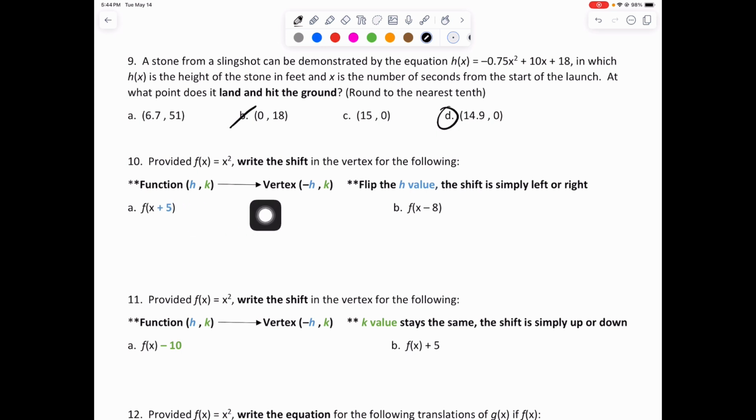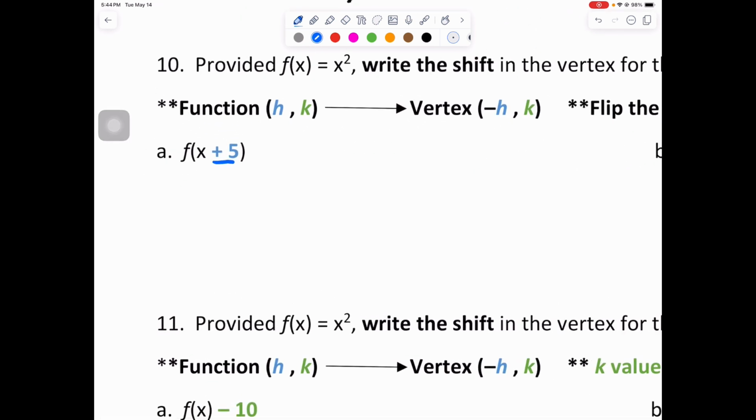Now, number 10. Provided f of x equals x², write the shift in the vertex for the following. The function is h, k, and the vertex is the opposite, h, k. Flip the h value. The shift is simply left or right. So first, let's just identify our h here. Our k would be right here, and if there's no k, that equals 0. We're given our function, and we need to write the vertex. Our vertex then is simply, yes, flip that h. So instead of positive 5, it's negative 5. And if there's no k, nobody home, we've just put in a 0.